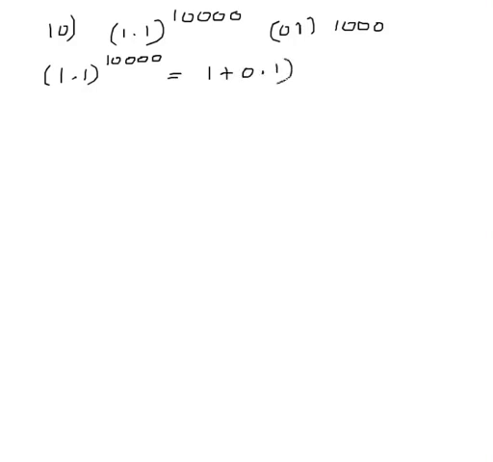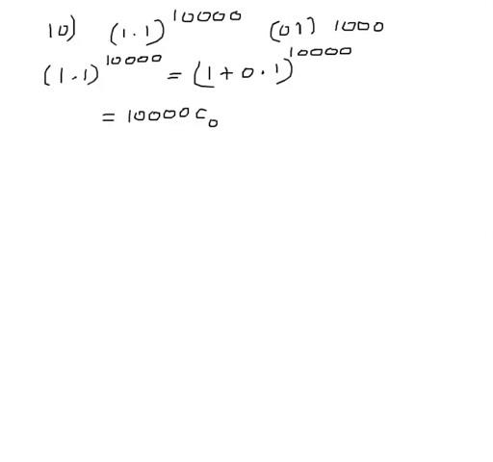Question number 10. Using binomial theorem, indicate which number is larger. 1.1 whole raised to 10,000 or 1000. Let us write the binomial expansion for 1.1 whole raised to 10,000. We can write 1.1 as 1 plus 0.1 raised to 10,000. Let us use binomial expansion.